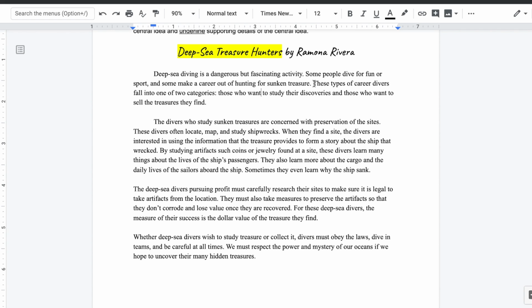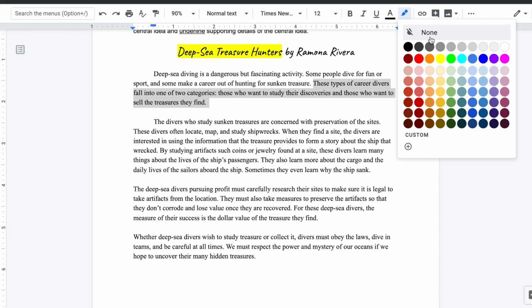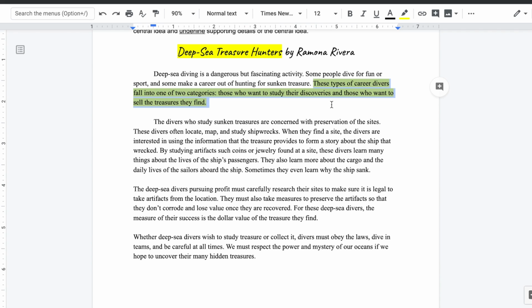So I'm going to highlight this sentence, "These types of career divers fall into one of two categories," because I'm going to assume that the central idea, or the main idea of this passage, is going to be about these two categories of divers.